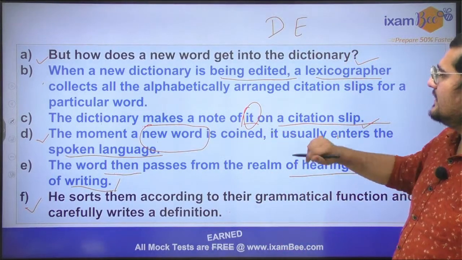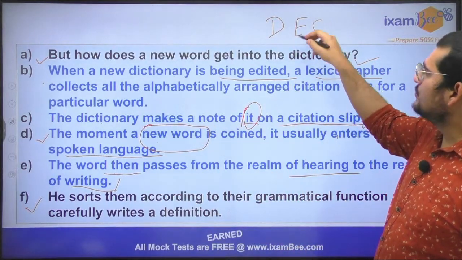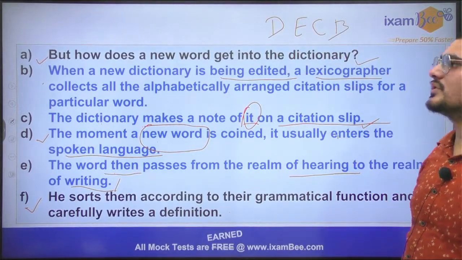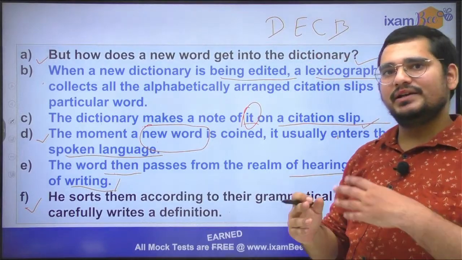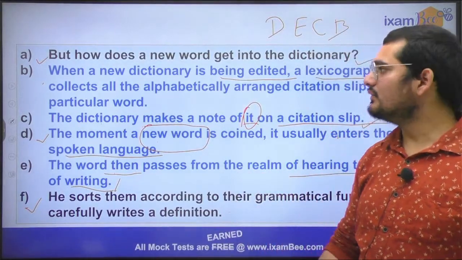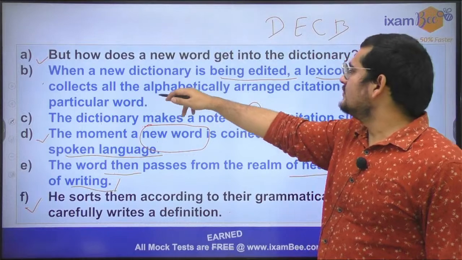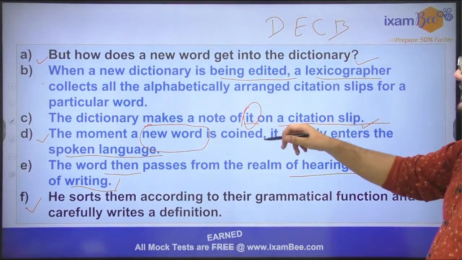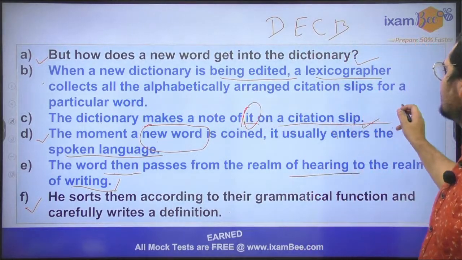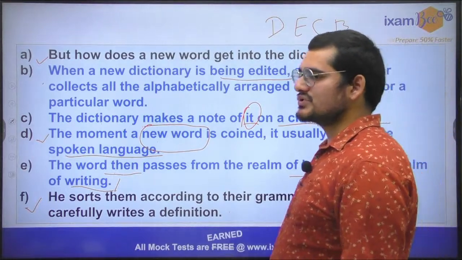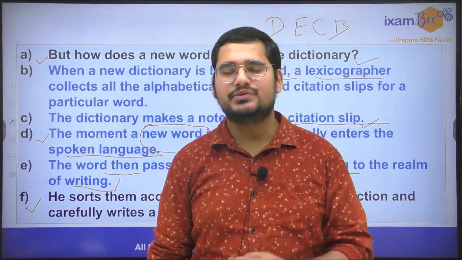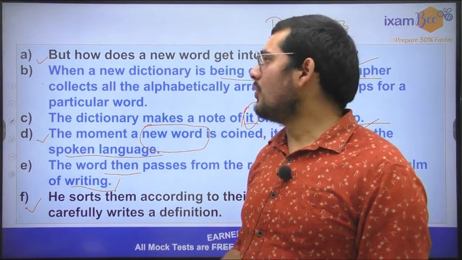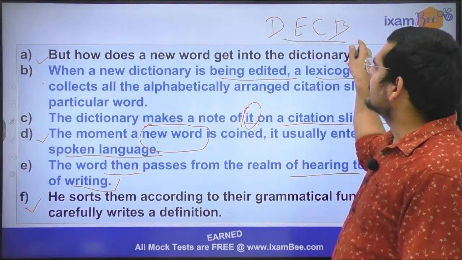अब आपका फिर ठीक है, हम करते हैं आपका C, उसके बाद आपका हो गया B, एक जो लास्ट वजह है. फिर उसके बाद क्या होता है, so when a new dictionary is being edited, फिर फाइनली जब वो साइटेशन स्लिप में आ चुका है वो नया वर्ड, और वो डिक्शनरी फिर एडिटेड होती है, उसके बाद क्या होता है, lexicographer collects all the alphabetically arranged citation slips from a particular word. अब उसके बाद वो जो वर्ड है, that is arranged in an alphabetical order. So yeah, this is a correct sequence, right?